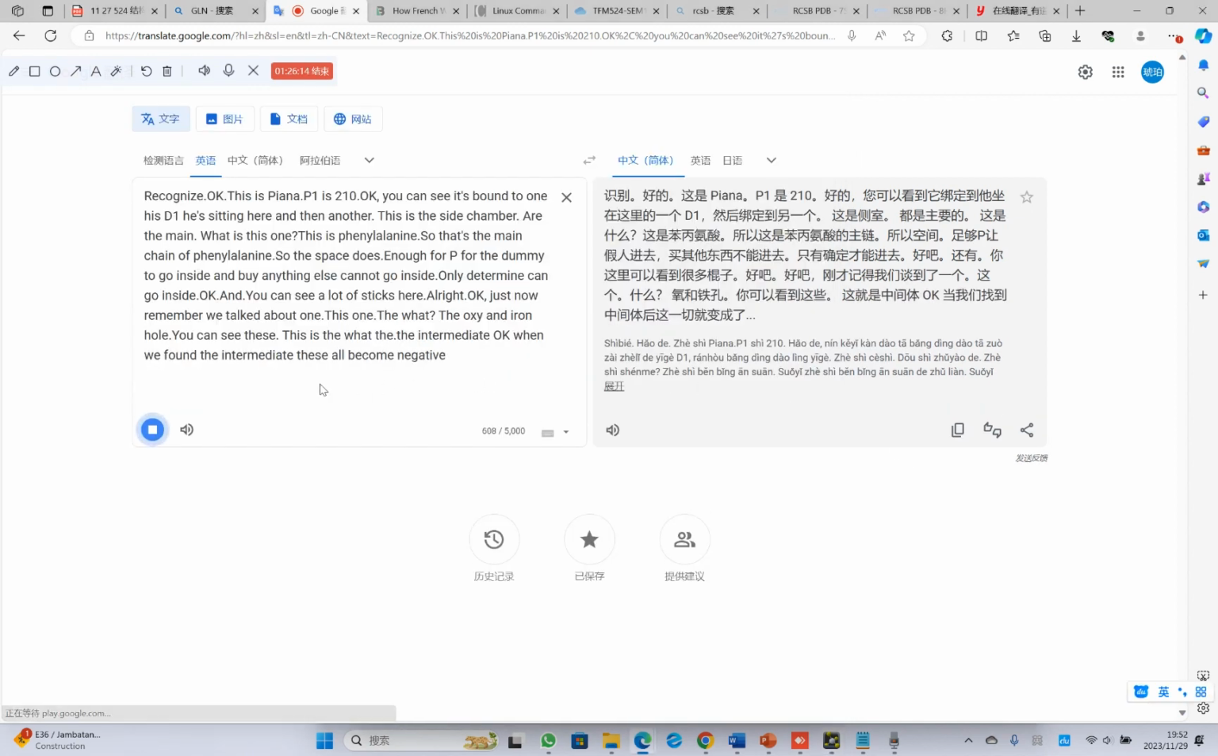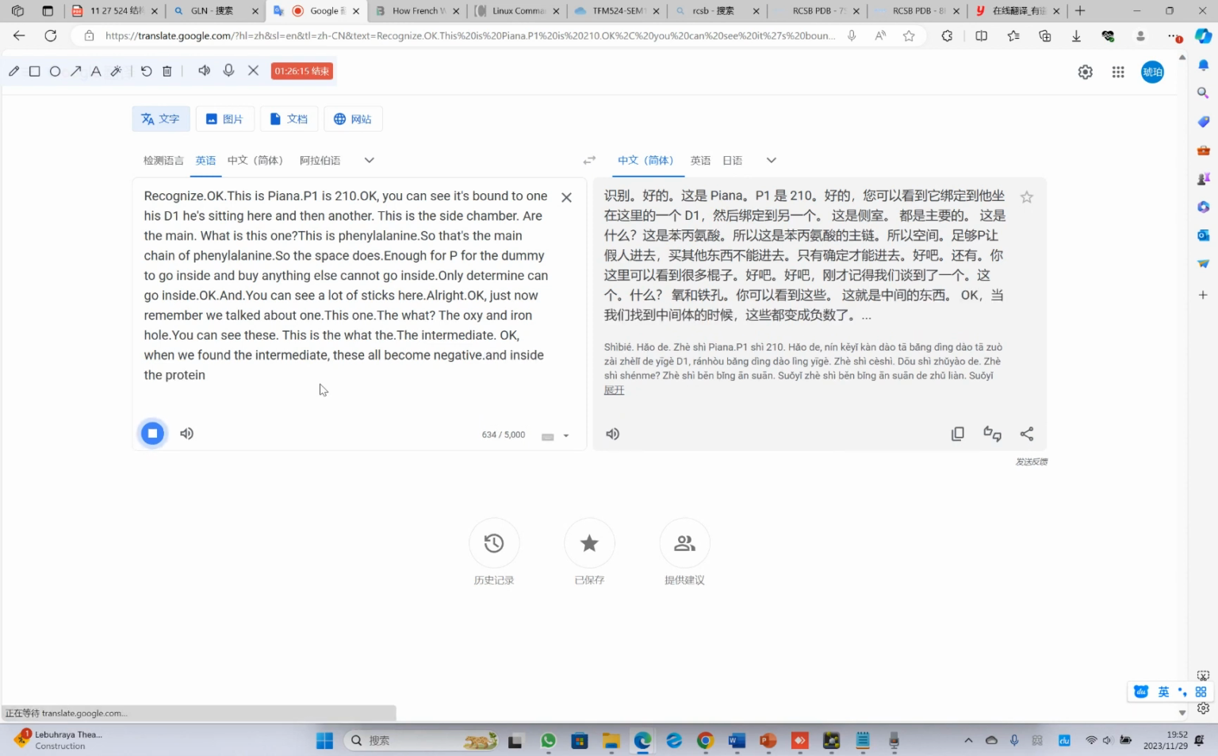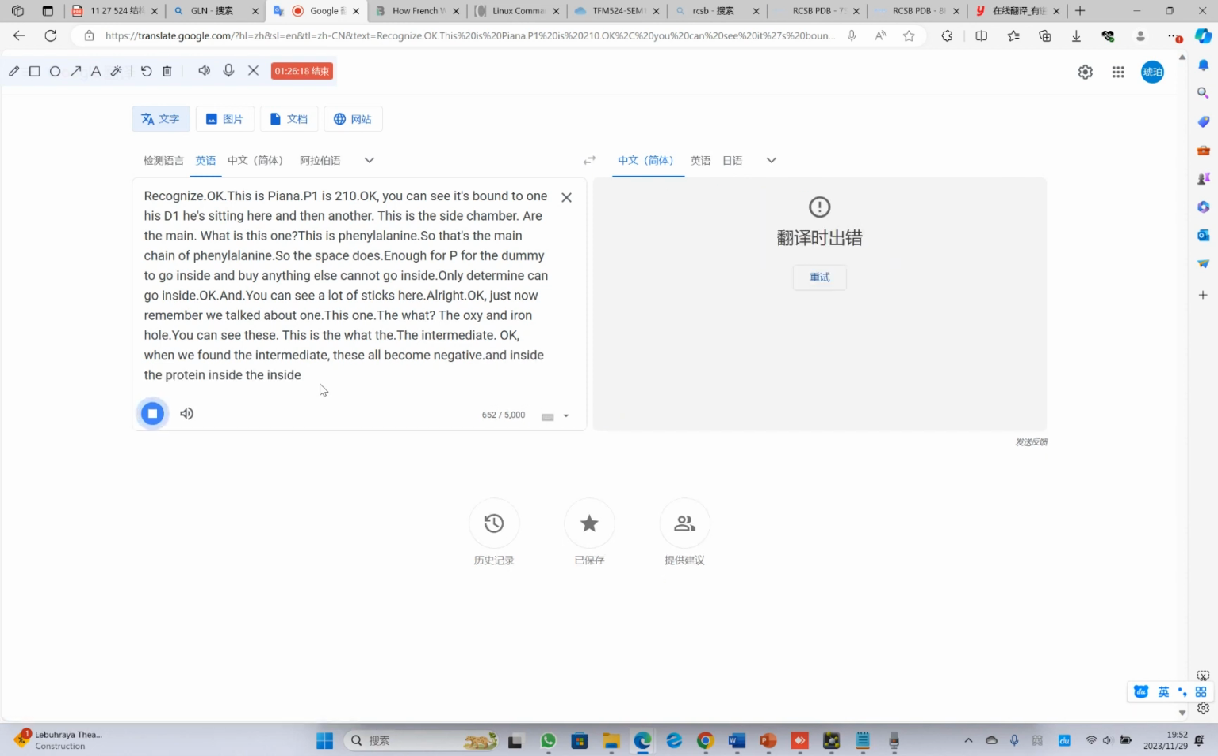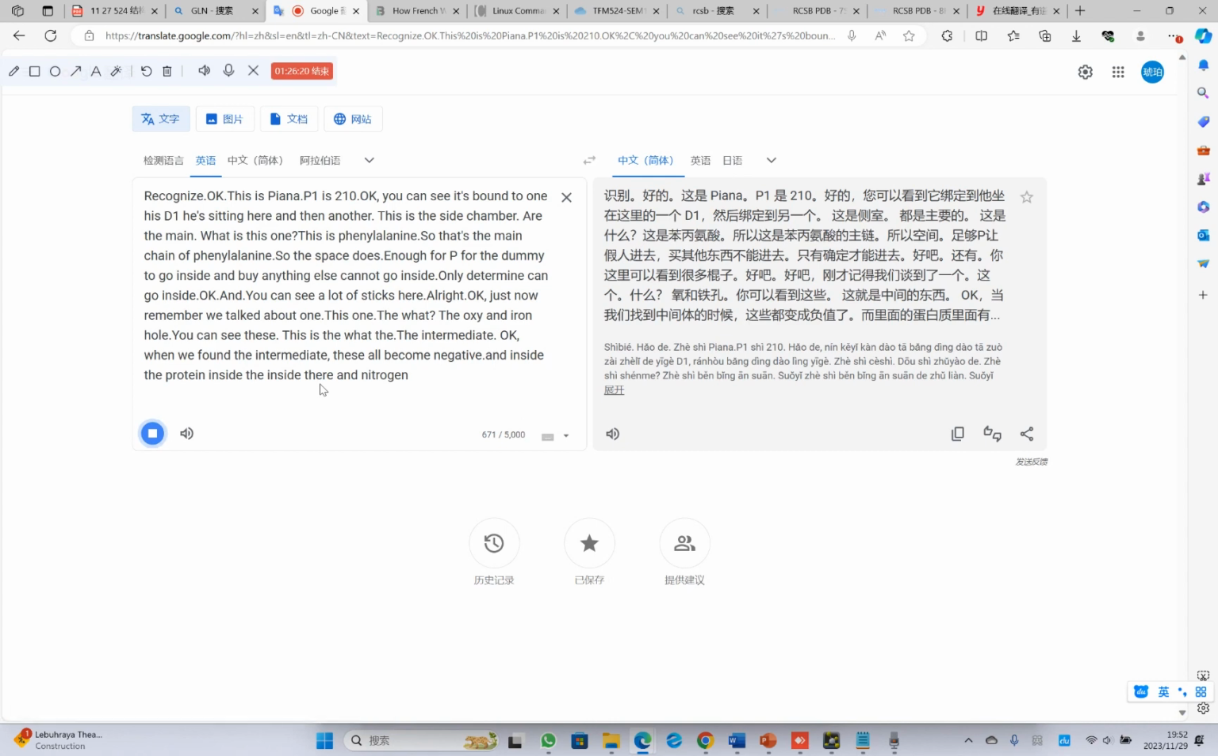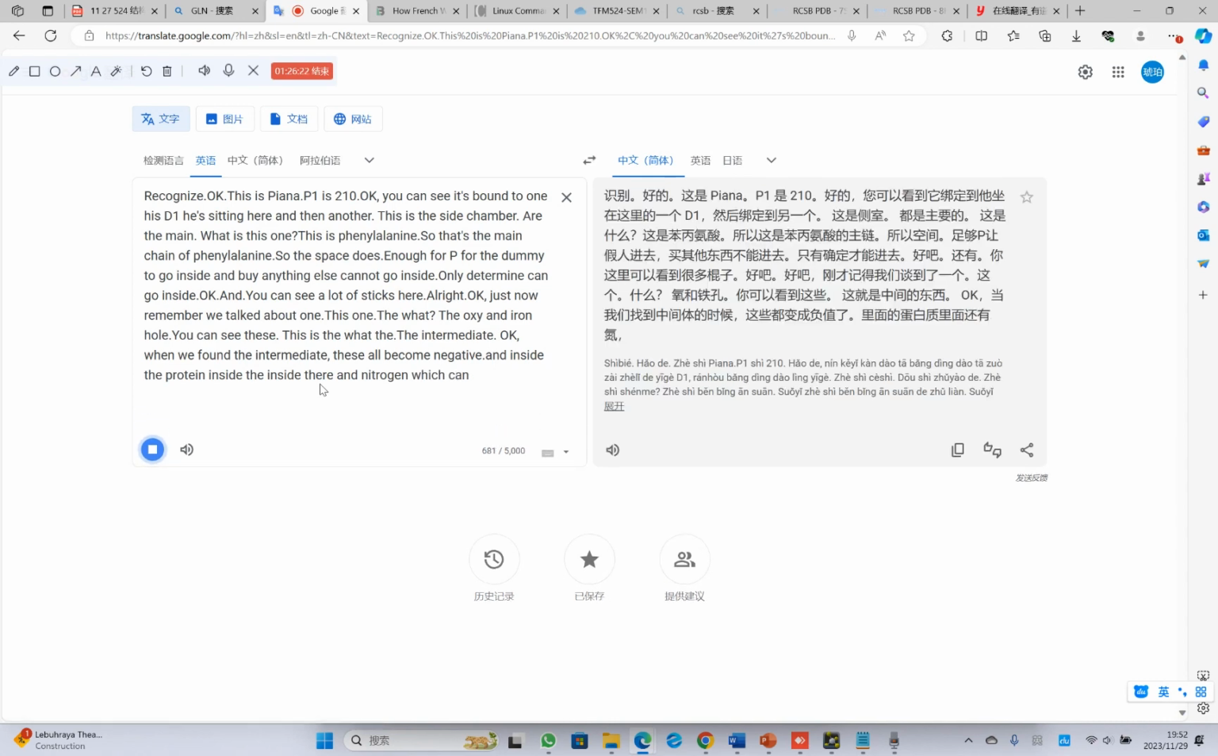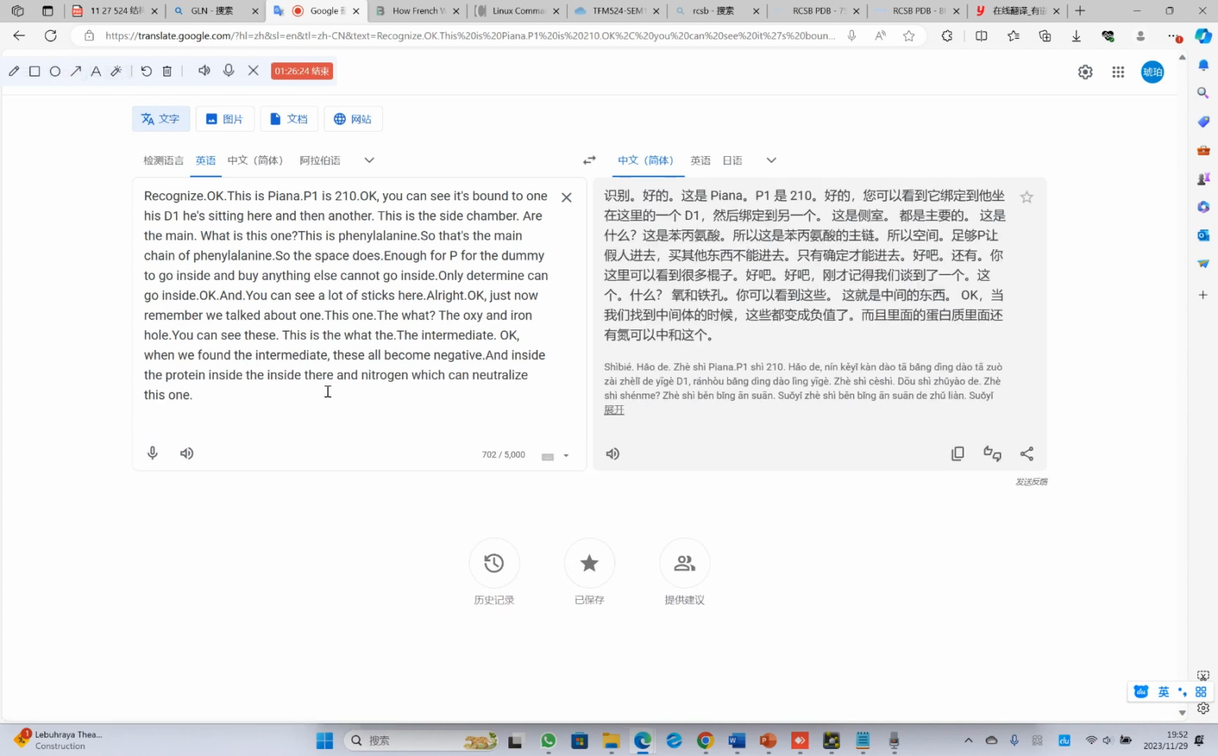Positive. And inside the positive is an enzyme that can neutralize this one. That is the so-called oxy-anion hole.